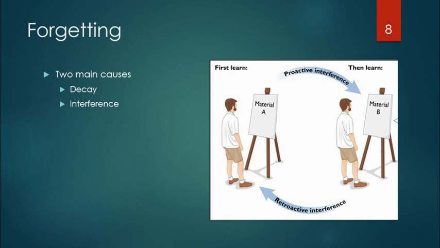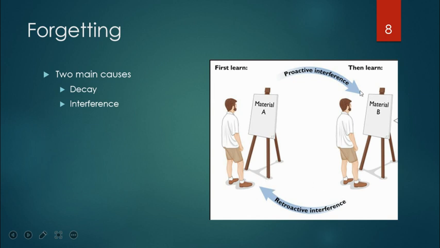Decay is kind of an older idea, interference is sort of the newer idea. So we can break down interference into two main types, proactive interference and retroactive interference. Take a look at this diagram on the right side of the slide. We've got our friendly looking fella here, and he's learning material A. Material A is first in time. He's learned it. Good job.